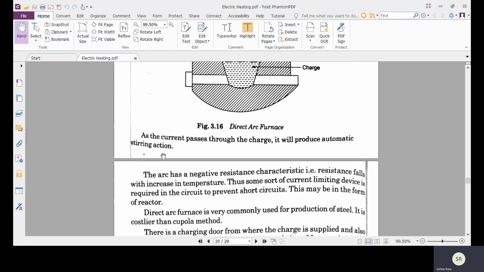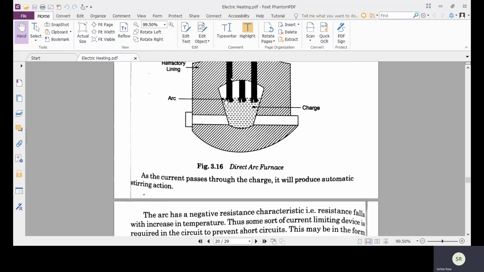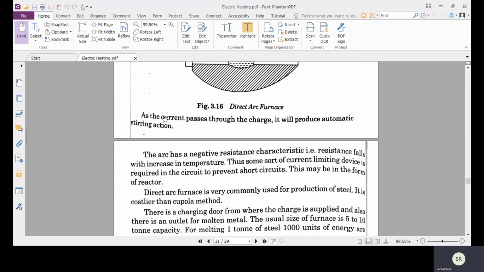As the current passes through the charge, it will produce an automatic stirring action. Definitely, whenever the material which is very near to the arc melts down, it will go down and the other material will take its place. So automatic stirring action is going to take place here.